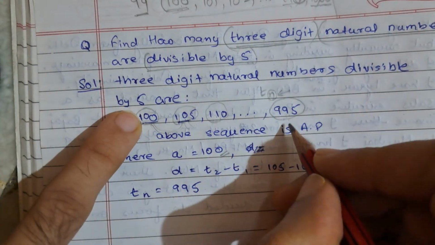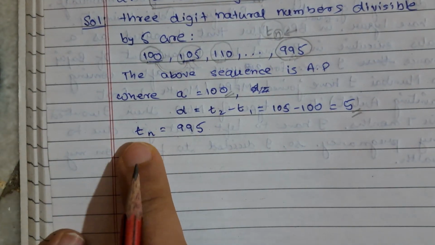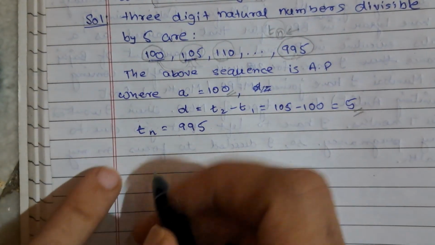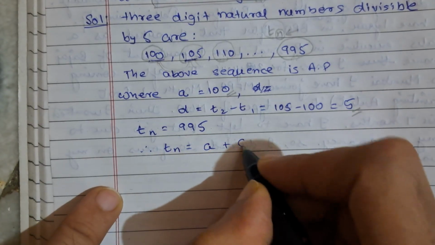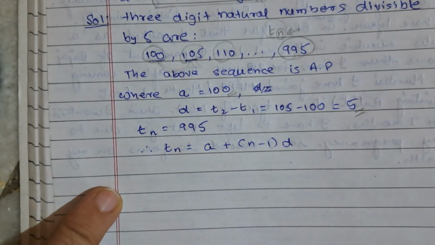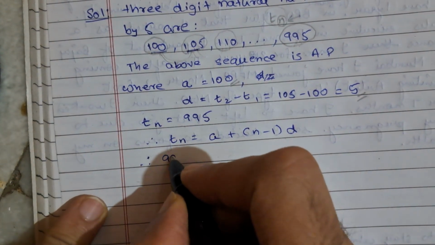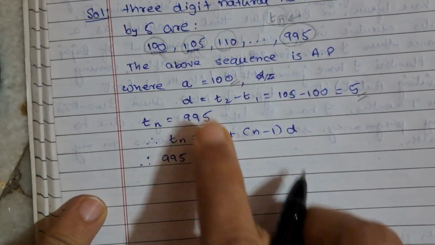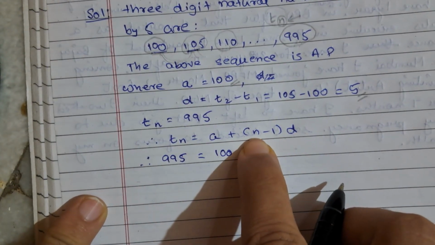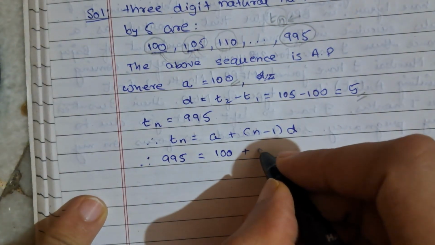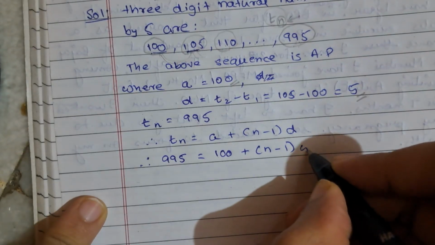Okay, so the last number I have termed as Tn. Last number is my Tn. So after writing this, I will recall my formula of Tn. What is Tn's formula? A plus n minus 1 into d, isn't it? And out of this, do I know Tn? Yes, that is 995. Do I know A? Yes, it is 100. Do I know n? I don't know. So I will just write n as it is. Do I know d? Difference is 5.